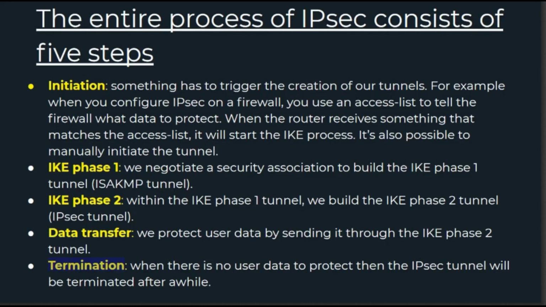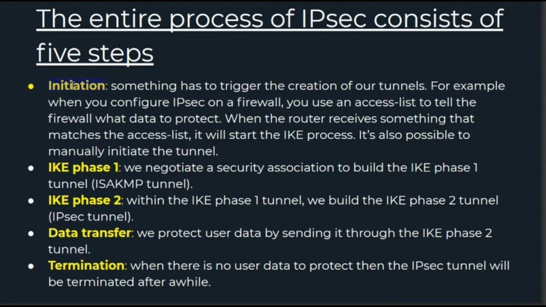Now let's discuss the entire process of IPsec in five steps. The first step is initiation, second is IKE phase 1, third is IKE phase 2, fourth is data transfer, and fifth is termination. Let's start with initiation. For example, when we are configuring IPsec on a firewall, we use an access list to tell the firewall what data needs to be protected. When the router or firewall receives something that matches the access list, it will start the IKE process. It's also possible to manually initiate the tunnel. So the first step determines which traffic will be encrypted in the tunnel.